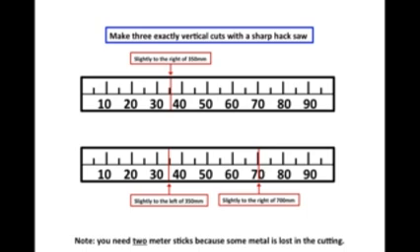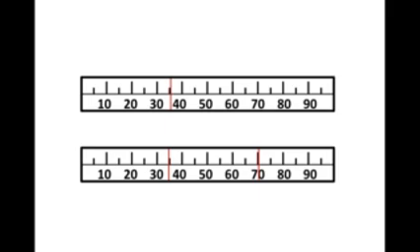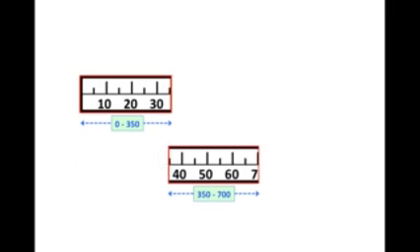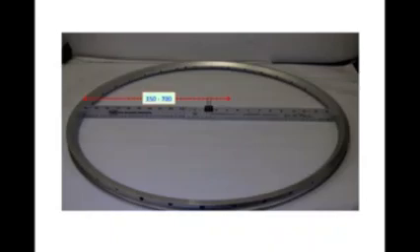Now, you actually have to use 2 meter sticks because some metal is lost in the cutting. With the first meter stick, I discard that piece, and that leaves me with a section that's exactly 0 to 350 millimeters. And with the other meter stick, I discard the 2 end pieces, and that leaves me with a piece in the middle that's exactly 350 to 700. These 2 pieces here are then my tool to measure the internal diameter. My 350 to 700 millimeter piece is shown there, and my 0 to 350 piece is shown there.